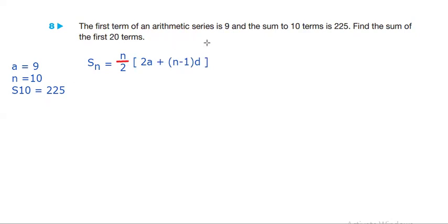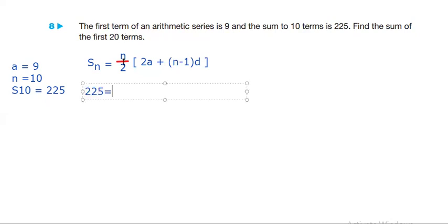So here we have our formula ready, which is the sum of the arithmetic sequence. Make sure you understand the idea of using it: n over 2, bracket 2a plus n minus 1 multiplied by d. Now we're going to use the formula with this info that we have to find the d. So let's plug in every single number that we have. So we know the sum of the arithmetic sequence, which is 225. So I'm going to start with it, which is 225 equals.